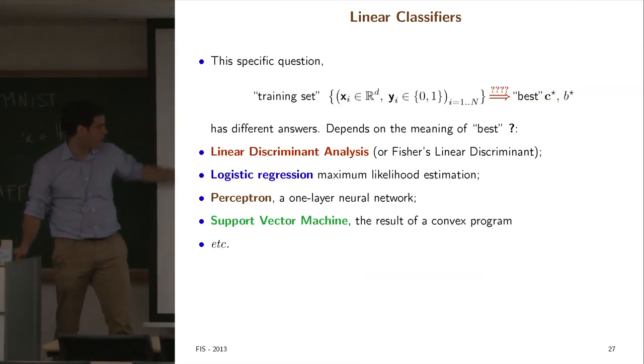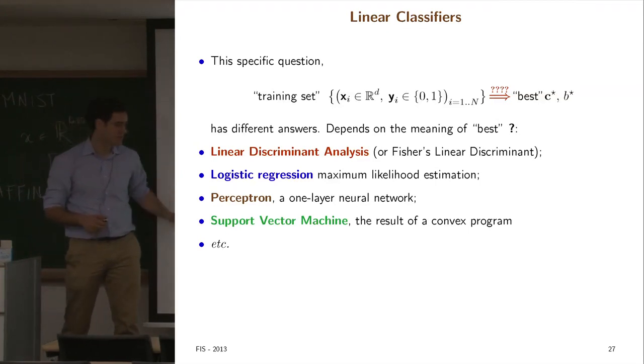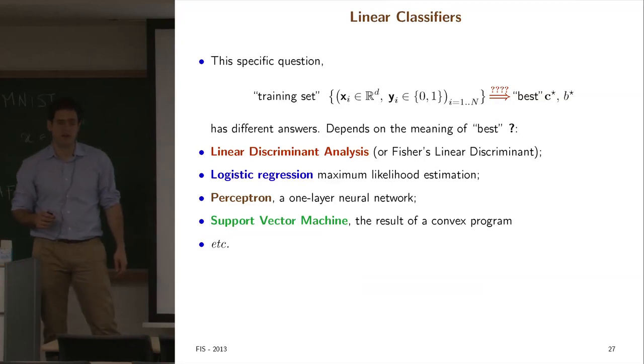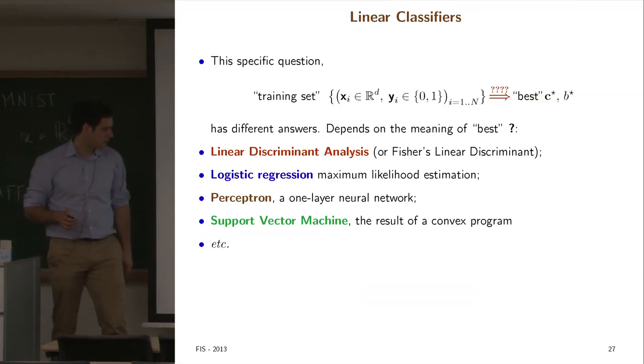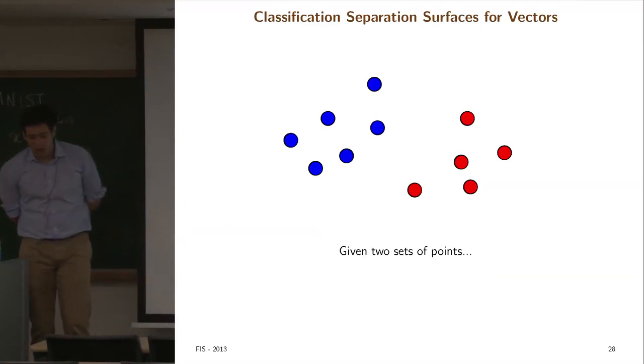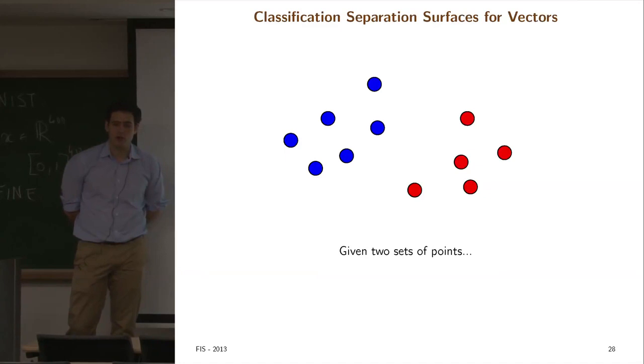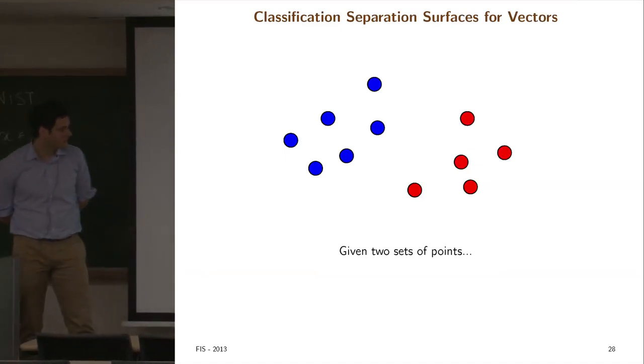And we'll go through some of them. The support vector machine, probably, I will just give some concepts, some ideas. But for those 3, you should have a more or less clear idea of how they work by the end of this lecture. So let me just start with the problem. Why is it a problem, actually, to define a good C star and B star? What is exactly at stake?